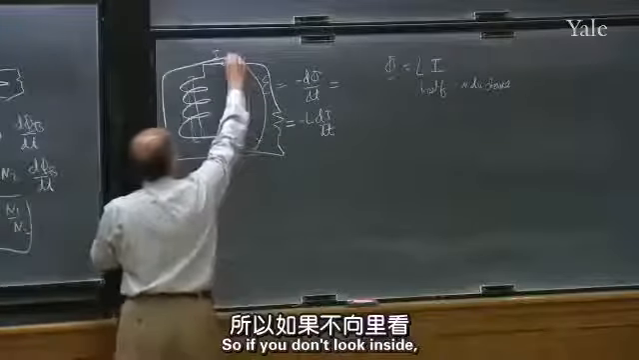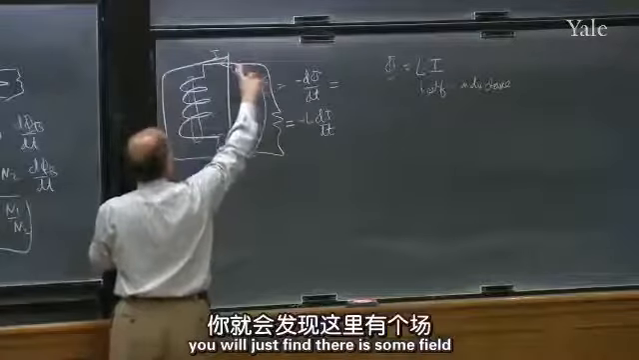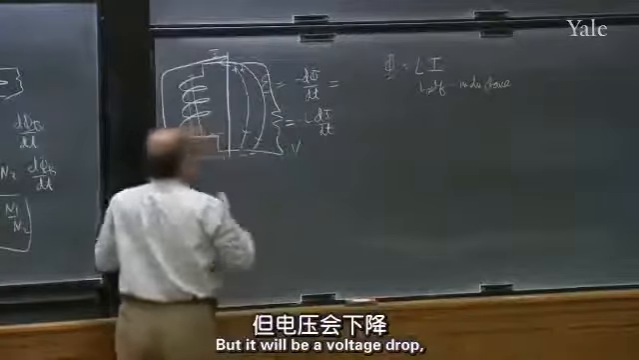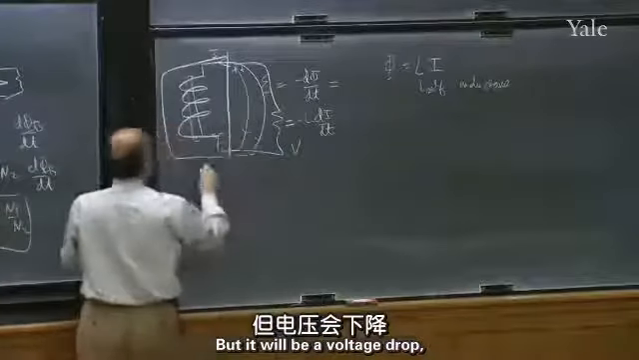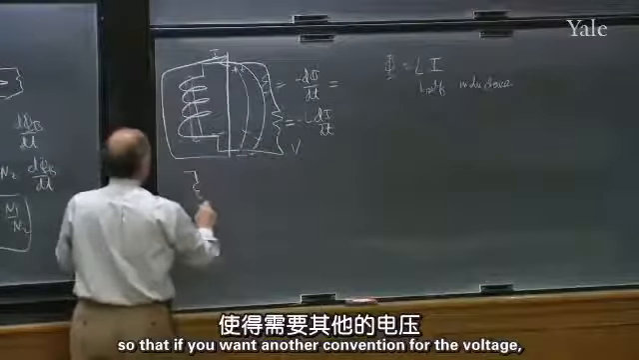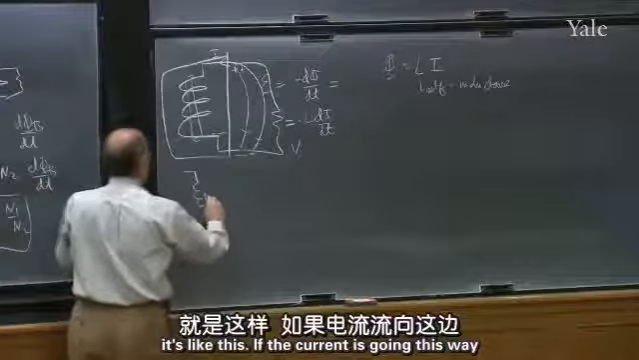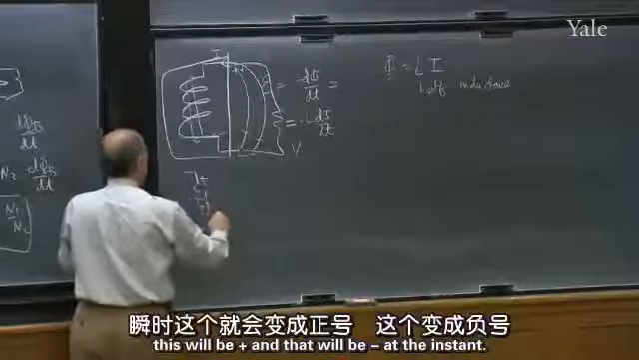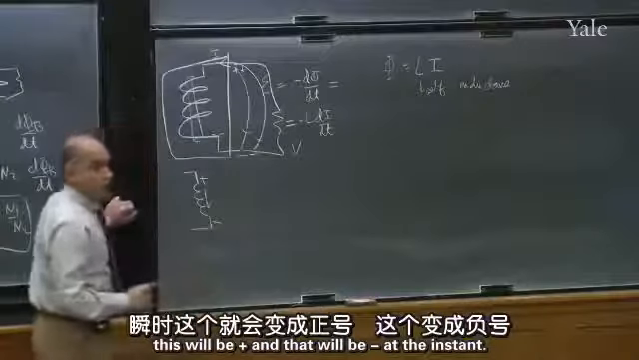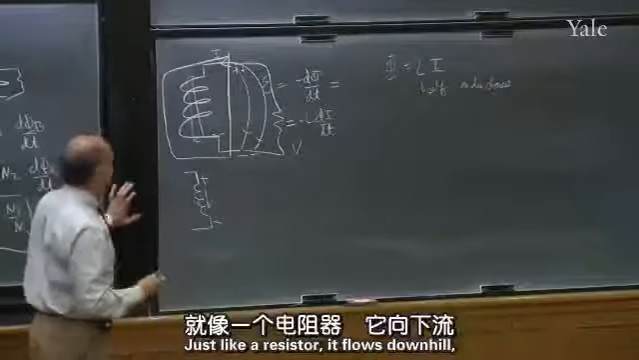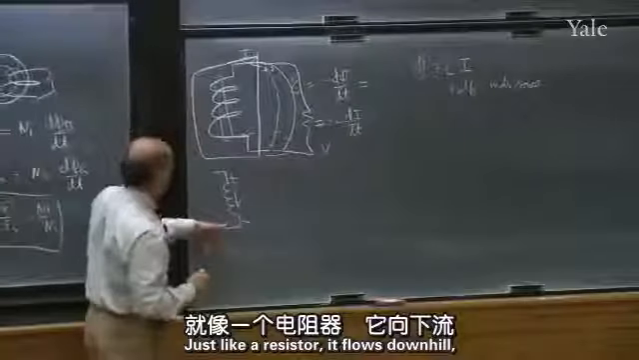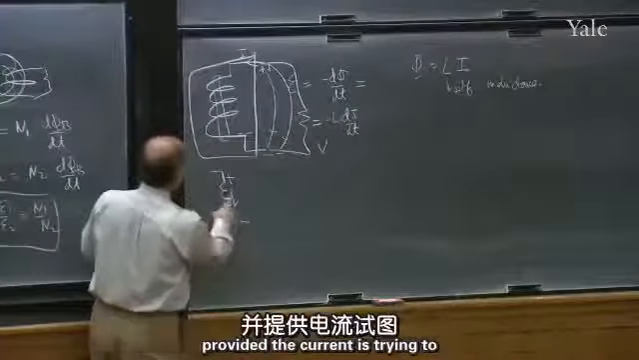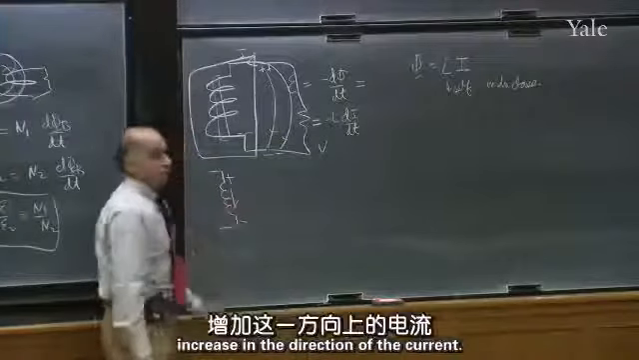So if you don't look inside, you will just find there is some field which has a line integral from here to here. That's the voltage. But it will be a voltage drop. So if you want to know the convention for the voltage, it's like this. If the current is going this way and it's increasing in this direction, this will be plus and that will be minus at that instant. Just like a resistor, it flows downhill. This will also flow downhill, meaning this is higher than this, provided the current is trying to increase in the direction of the current.